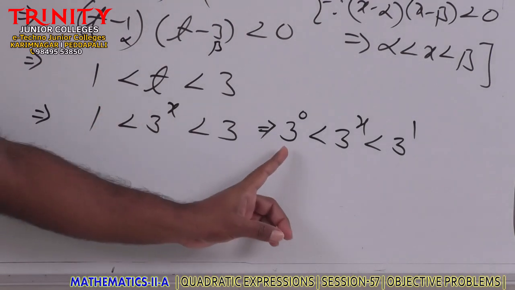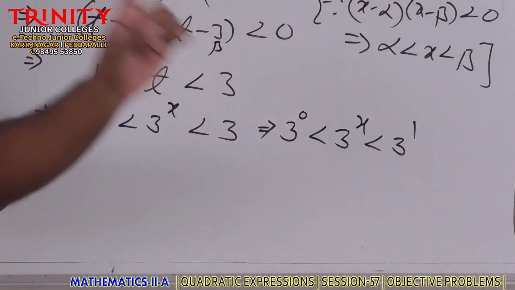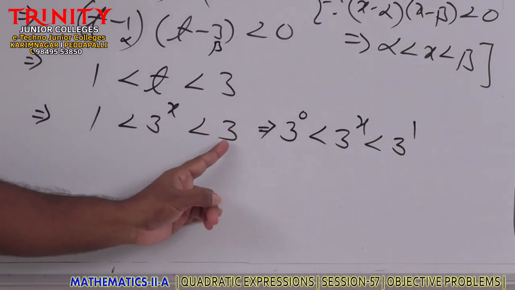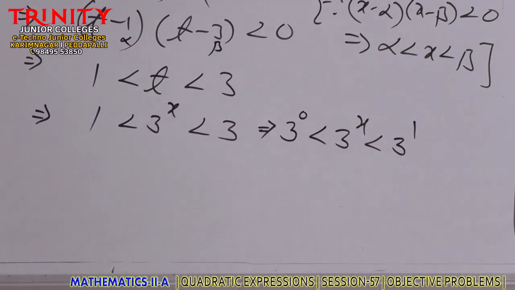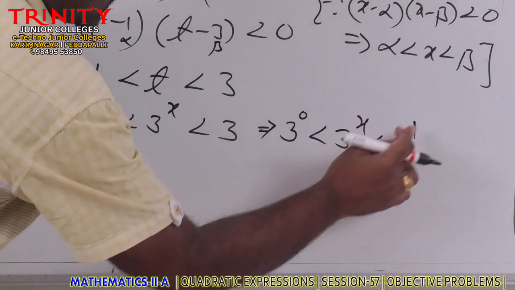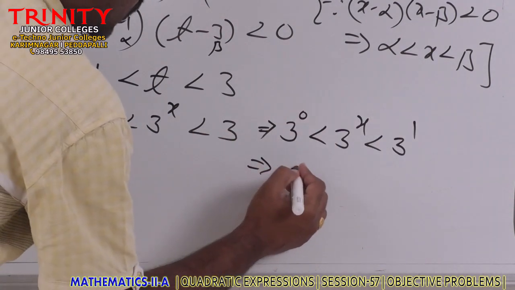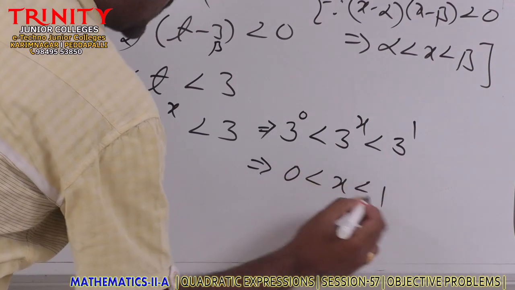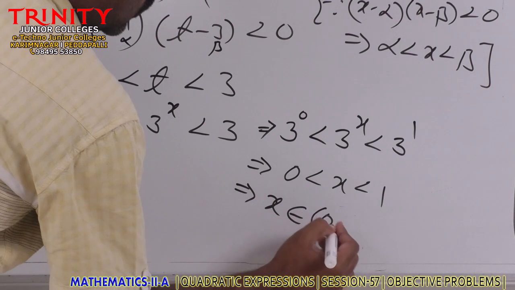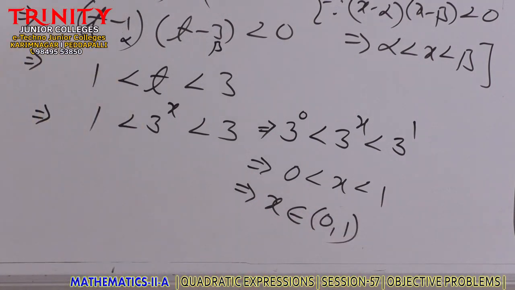1 is nothing but 3 to the power of 0. Something power 0 is always 1. 3 to the power of x as it is. This 3 we are changing as 3 to the power of 1. Therefore now 3 power 0 is less than 3 power x is less than 3 power 1. We can say that 0 less than x less than 1. Therefore x belongs to the open interval (0, 1) in the real number system.